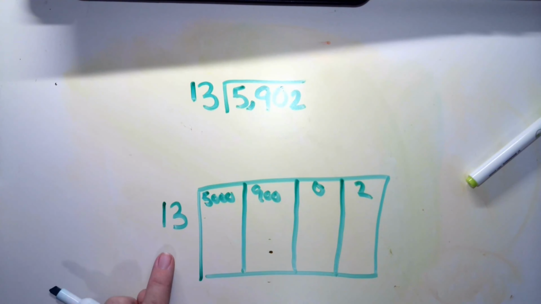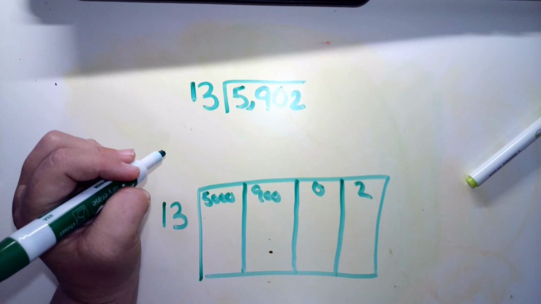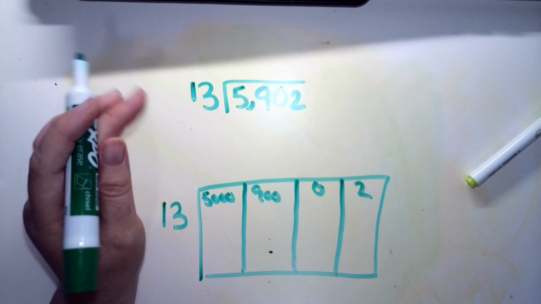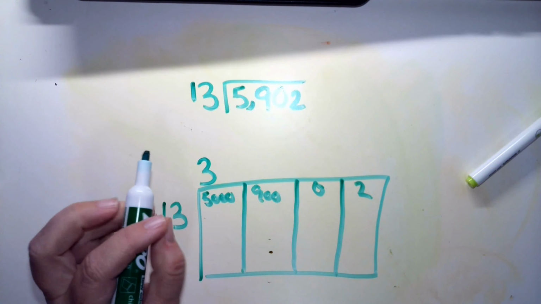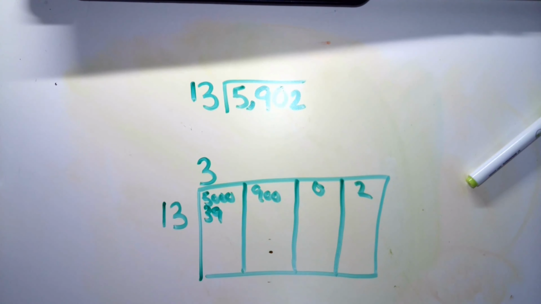So now I want to think about how can I get 13 into 5,000. 5,000 is such a huge number, so I'm going to break it up. I really am going to concentrate on 50. 13 going into 50. I know that 13 times 4 is 52. That's too high, so I have to do 13 times 3, which is 39. And I'm going to put 39 over here.